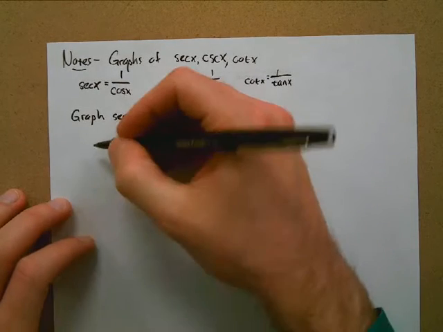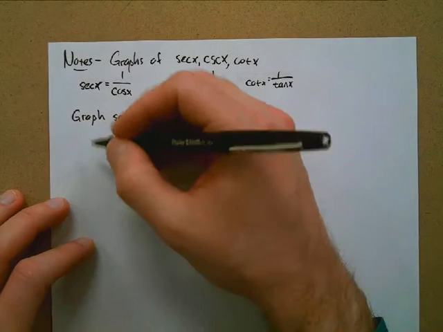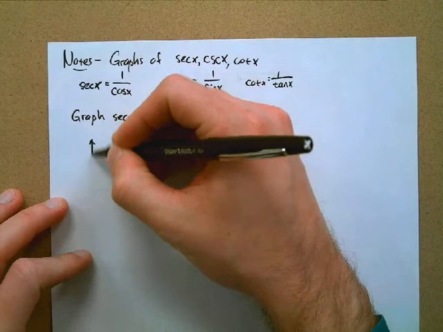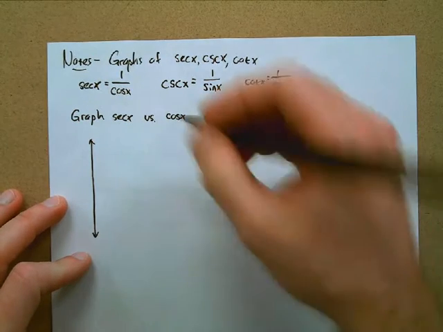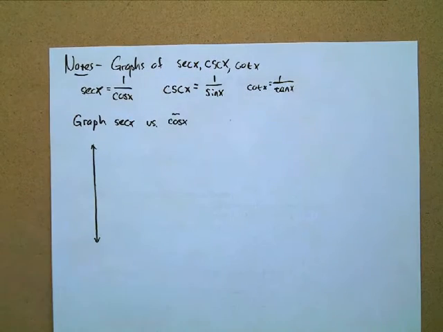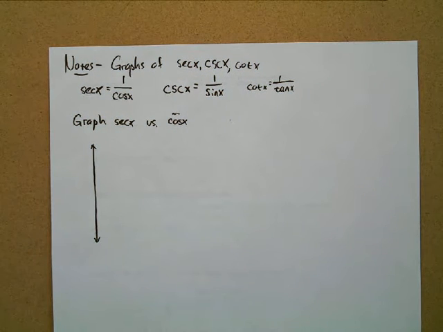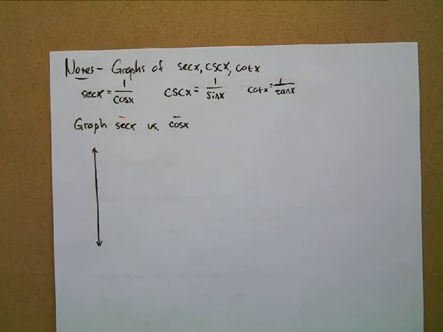We'll do 2 full periods here just to get a good idea about what's happening. I'll do cosine in black, and then I'll do the secant in red. I do have a red pen. Oh, picked up the wrong one. So I'll do secant in red. If you want to use 2 different colors, that's up to you.